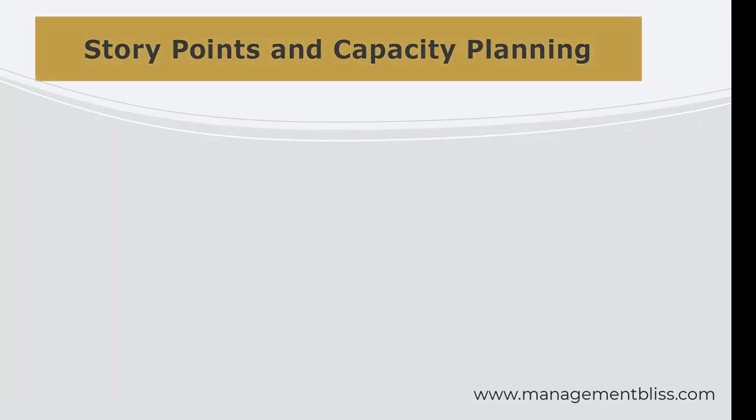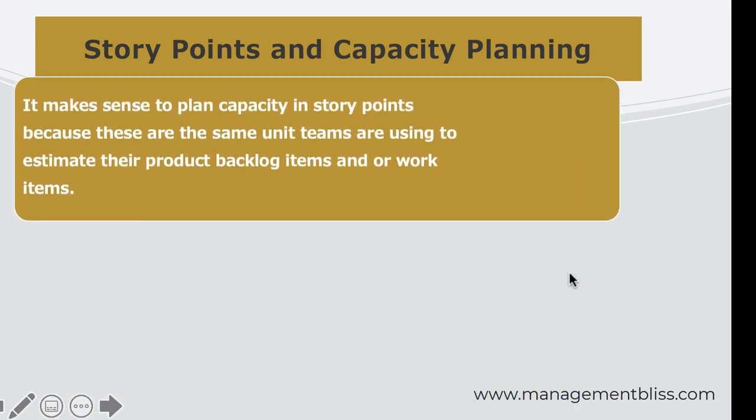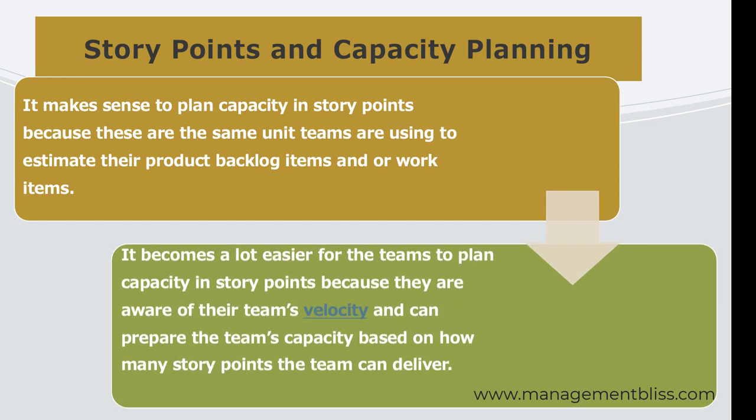Let's move on to story points and capacity planning. A lot of agile teams are planning their capacity in story points. It makes sense to plan capacity in story points because these are the same unit teams are using to estimate their product backlog items. It becomes a lot easier for teams to plan capacity in story points because they are aware of their team's velocity and can prepare the team's capacity based on how many story points the team can deliver. Let us take an example of how to plan capacity using story points.